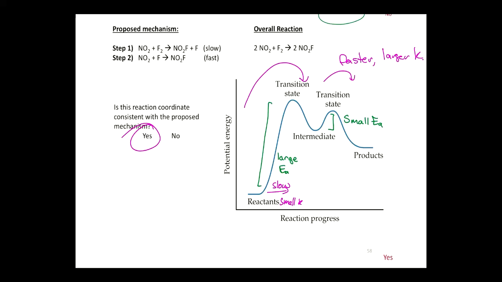All right, so those are the 3 ways to get a rate law. We did method of initial rates, we did integrated rate laws, we did mechanisms. Which one do you like the most?